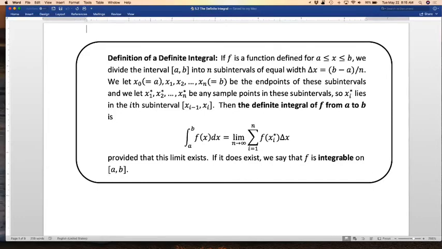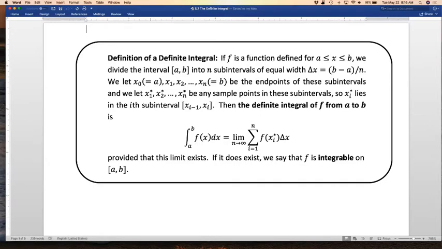If f is a function defined for a is less than or equal to x is less than or equal to b, we divide the closed interval from a to b into n subintervals of equal width, with delta x, that is that width, being b minus a over n. So we're taking the length of the interval by subtracting the endpoints and dividing it into n subintervals. We let x naught, which is equal to a, x1, x2, and so on up to xn, which is equal to b, so your beginning and ending points, be the endpoints of these subintervals.